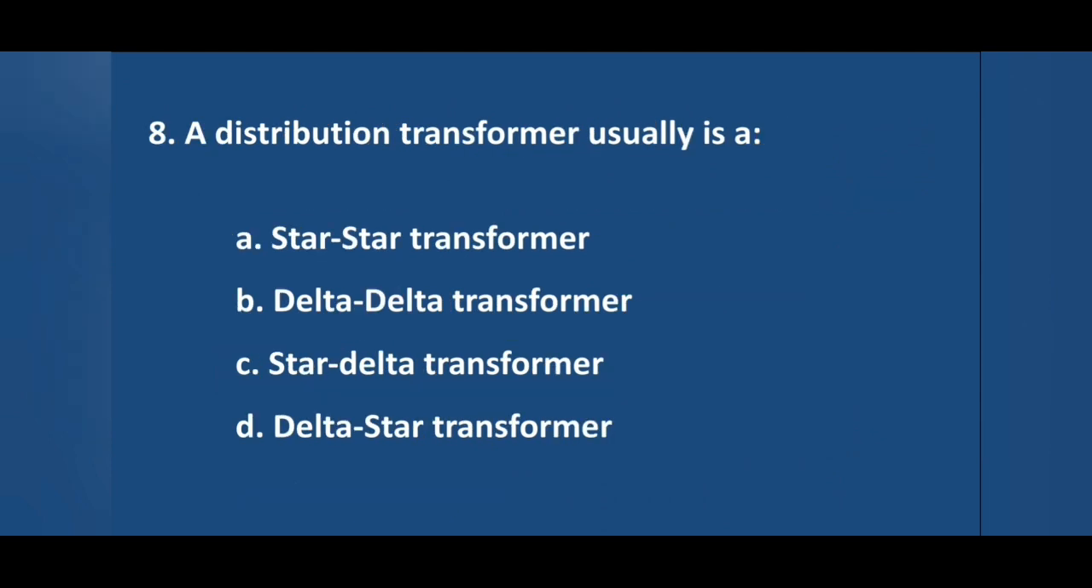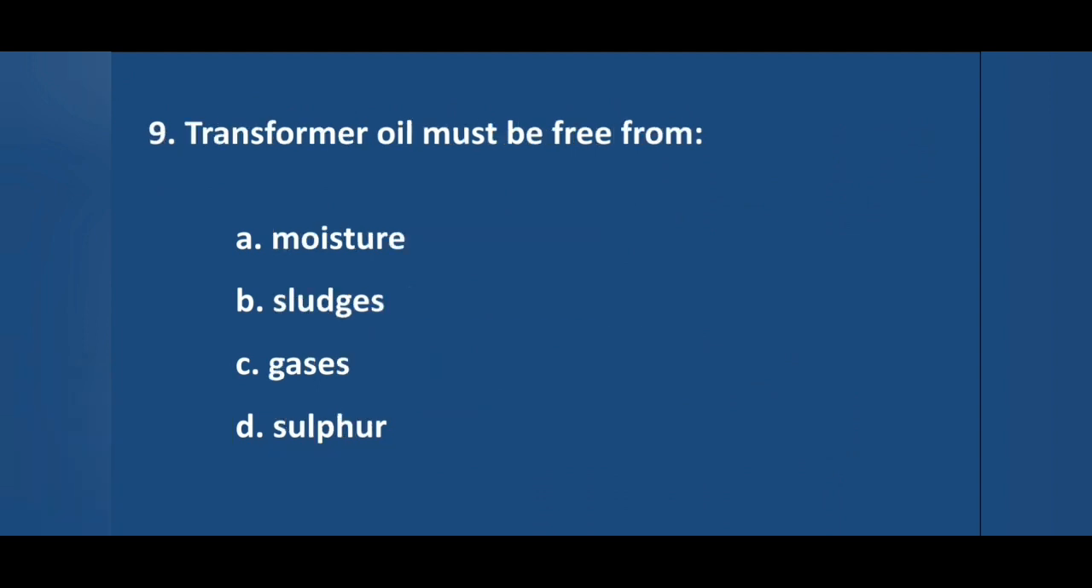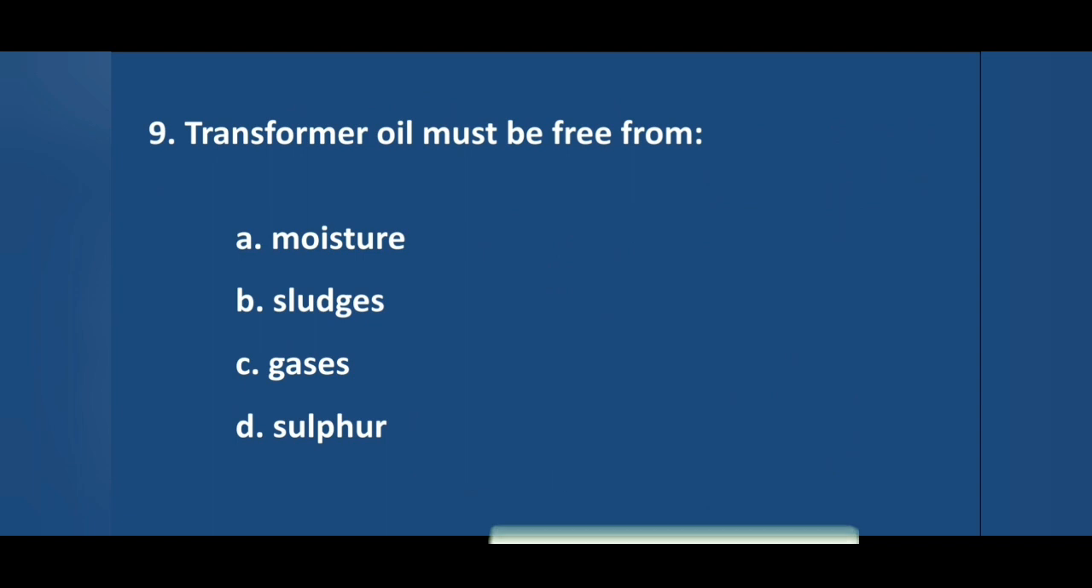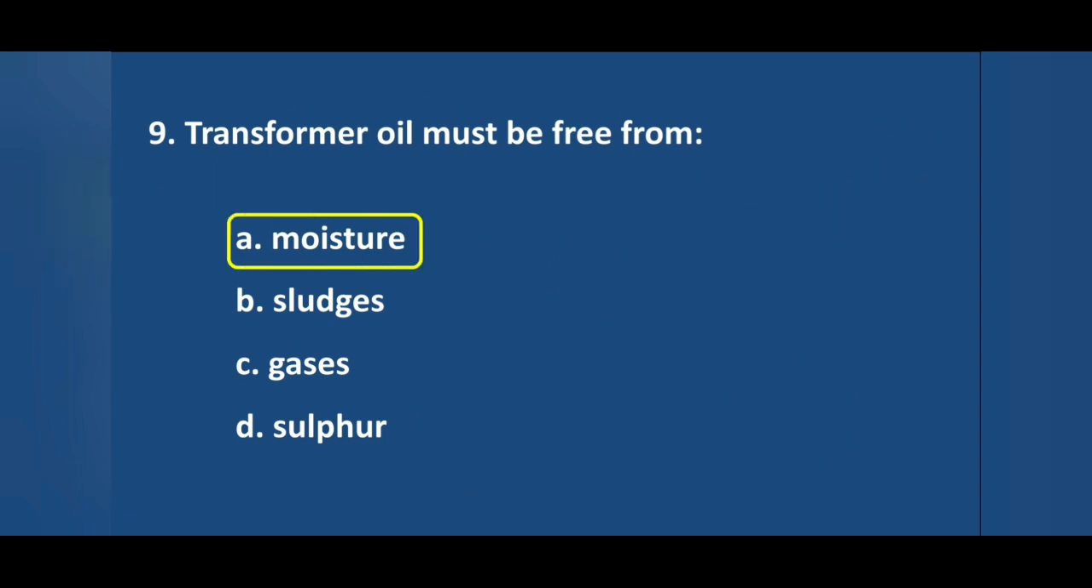Question number 8. A distribution transformer usually is a. Answer is option D, delta star transformer. Question number 9. Transformer oil must be free from. Answer is option A, moisture.